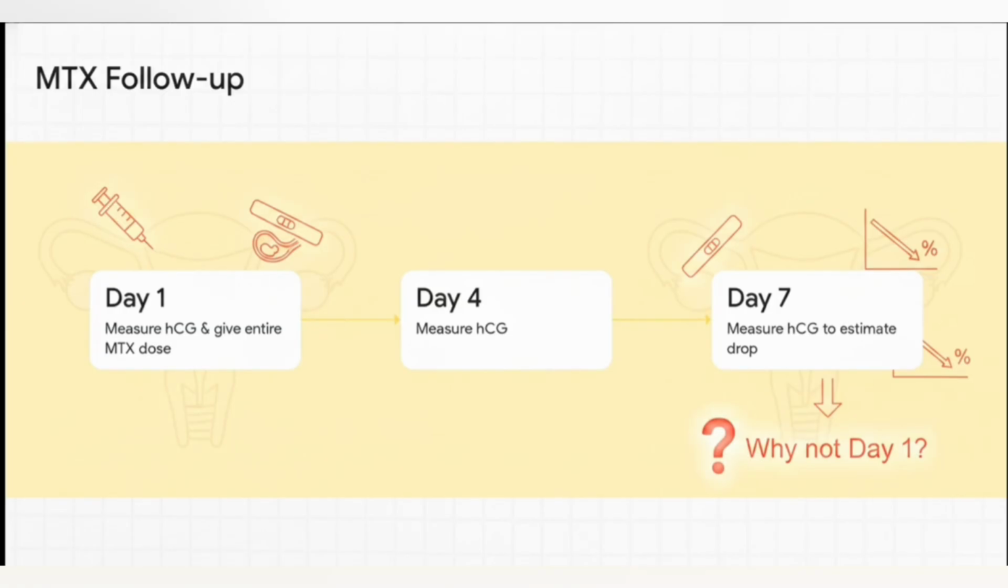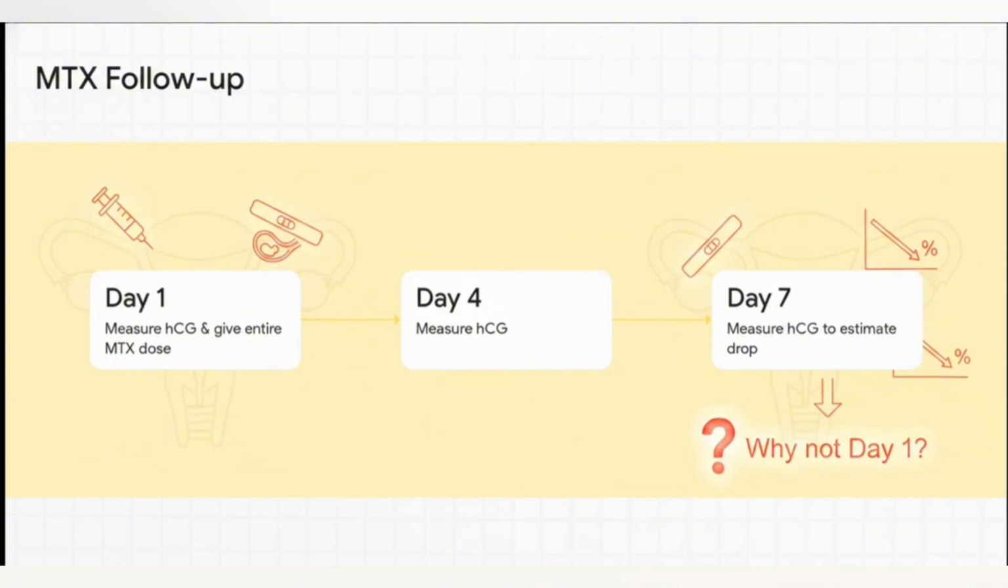Following up on this single dose requires a very specific protocol. It's day 1, day 4, and day 7. On day 1, you measure the HCG and you give that entire MTX dose. On day 4, you measure the HCG again, and on day 7, you measure it one more time. We compare day 4 and day 7 to estimate the actual drop in levels.